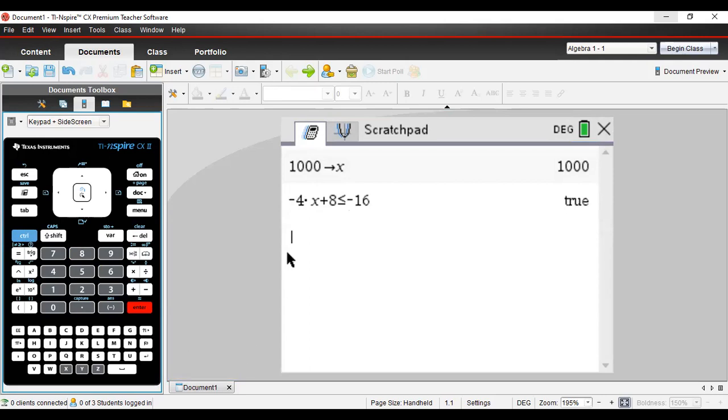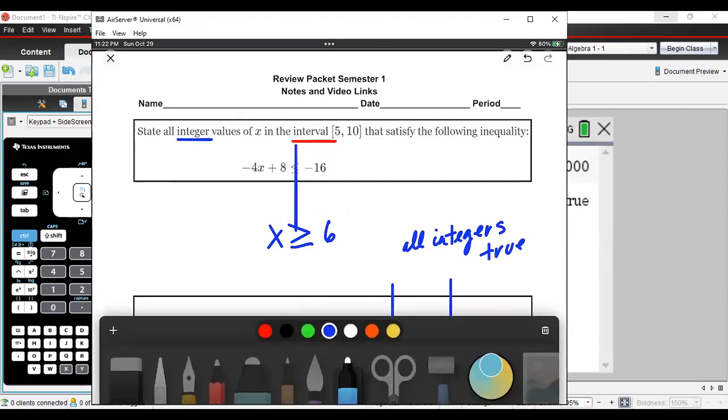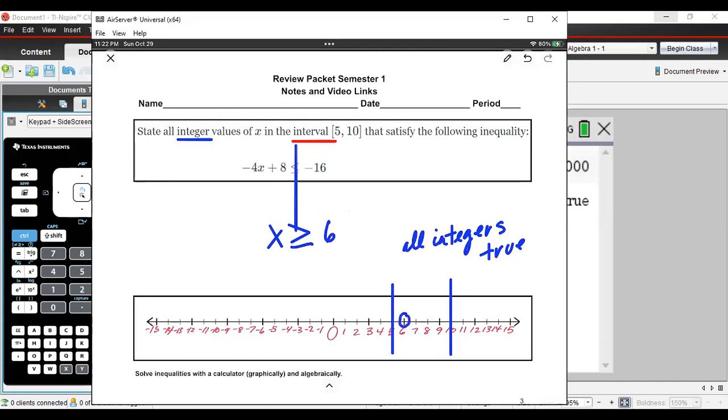So let's go put all this information. This is going to be x greater than or equal to positive 6. And so our answer is going to be right here. It's going to be a closed circle, and it's going to go to the right. So those are all of my answers. Now, the ones that we're looking for are 6, because that's a closed circle, 7, because that's in the solution, 8, 9, and 10.